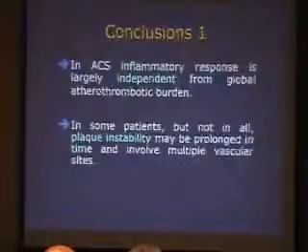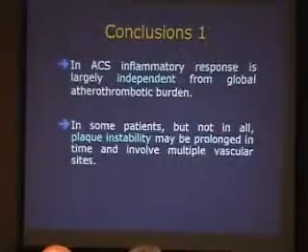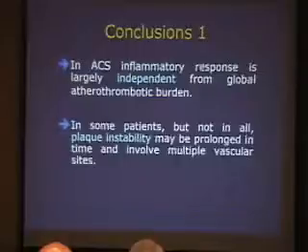So, in conclusion, in acute coronary syndromes, the inflammatory response is largely independent from the global atherothrombotic burden. In some patients, but not in all, plaque instability may be prolonged in time and involve multiple vascular sites. So you see, if we have to deal with this problem from a different angle, what do we need to do? We need to learn more. We have first to walk and then to run. We are immediately thinking, how are we going to prevent these patients? We cannot prevent them before we understand what's going on. I'm only trying to tell you that there is something that goes on, but it's not necessarily the same in all patients.